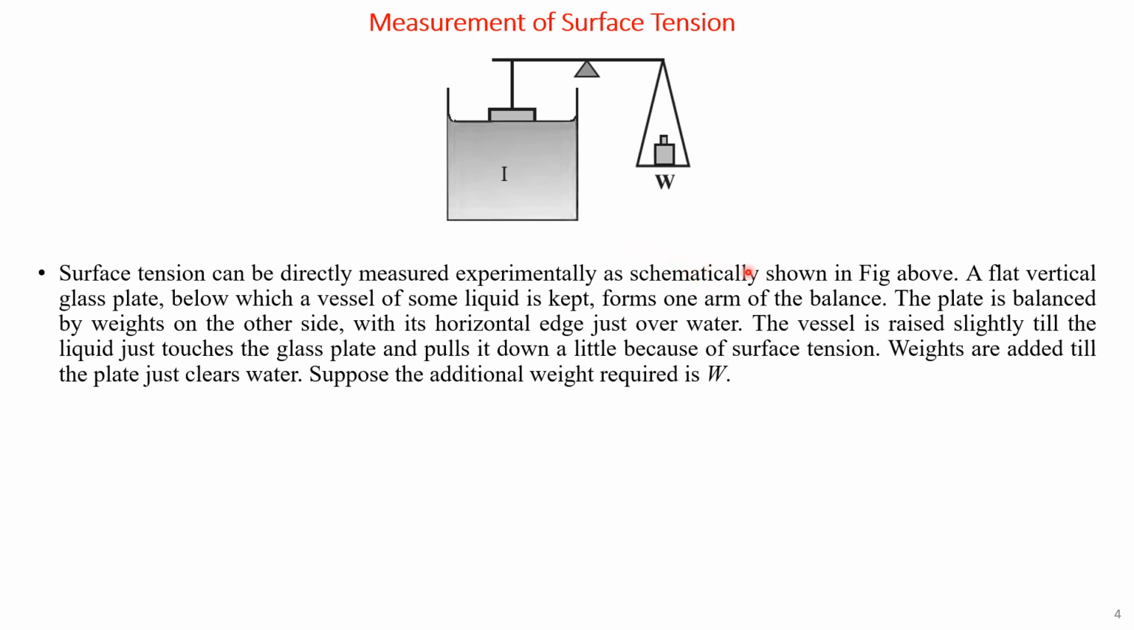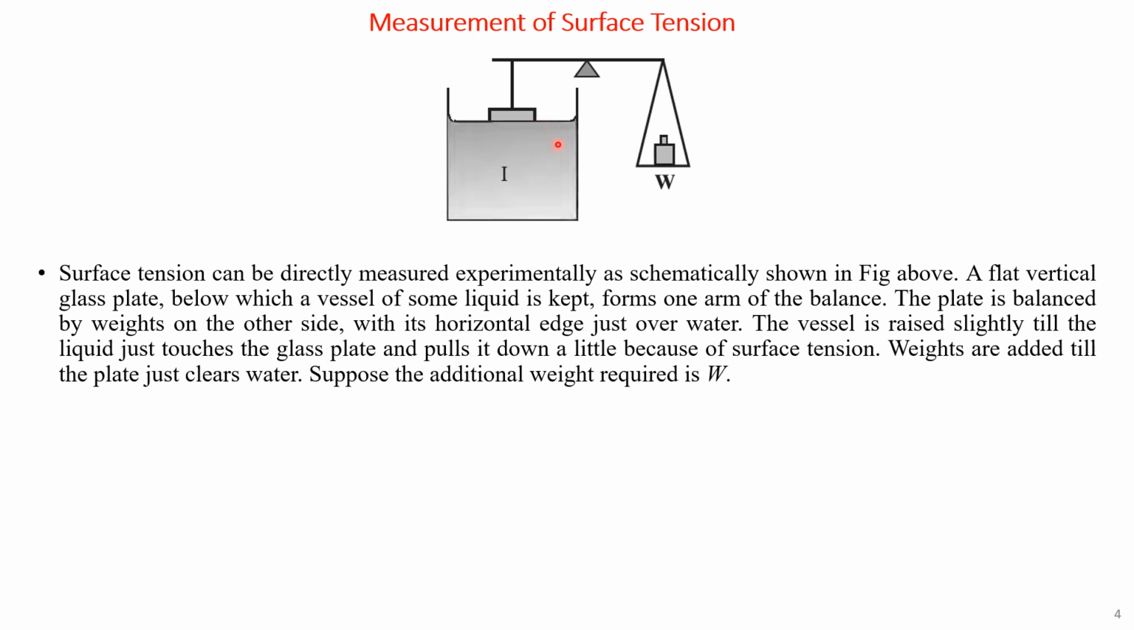A flat vertical glass plate, below which a vessel of some liquid is kept as shown, forms one arm of a balance. This is a balance. The plate is balanced by weights, shown on the right-hand side as W, on the other side with its horizontal edge just over the water. This is water, and just above the water is the plate.